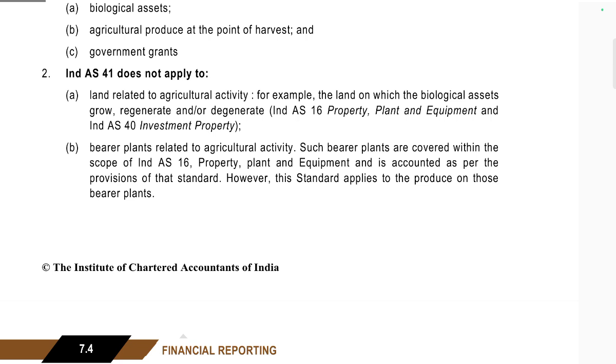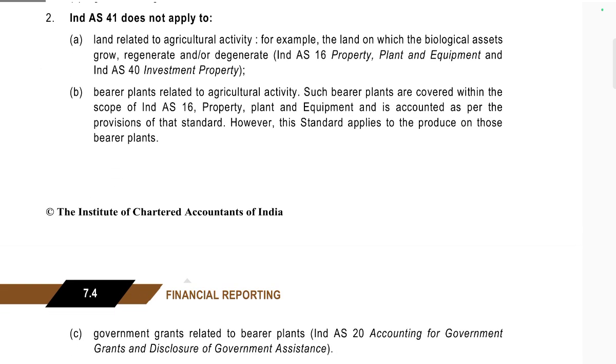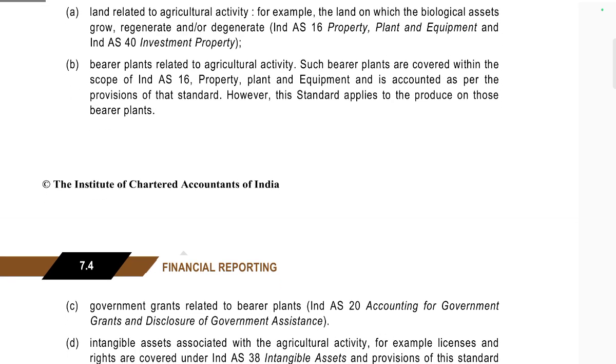For example, land on which biological assets grow is covered by property, plant and equipment and investment property. These are plants used in agricultural activities. These are bearer plants covered within Ind AS 16, Property, Plant and Equipment, and accounted as per its scope. However, the standard applies to the produce of the bearer plant.